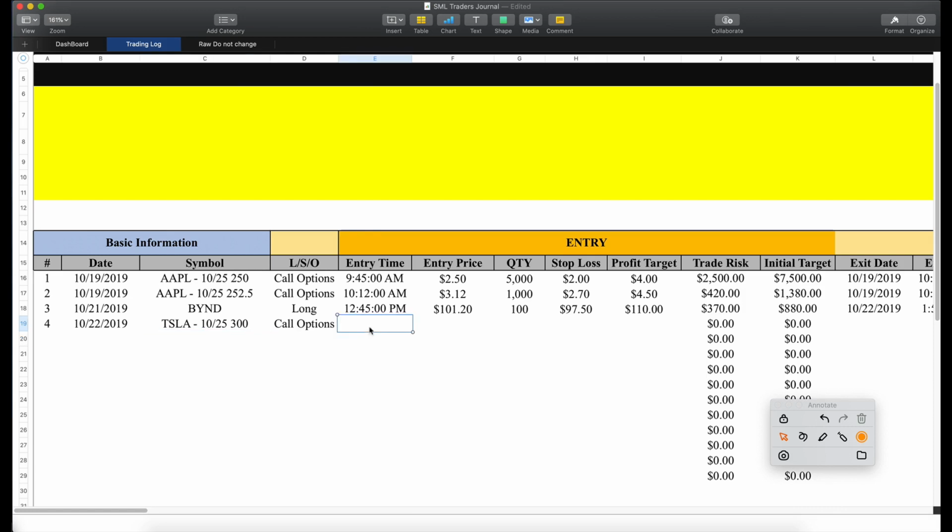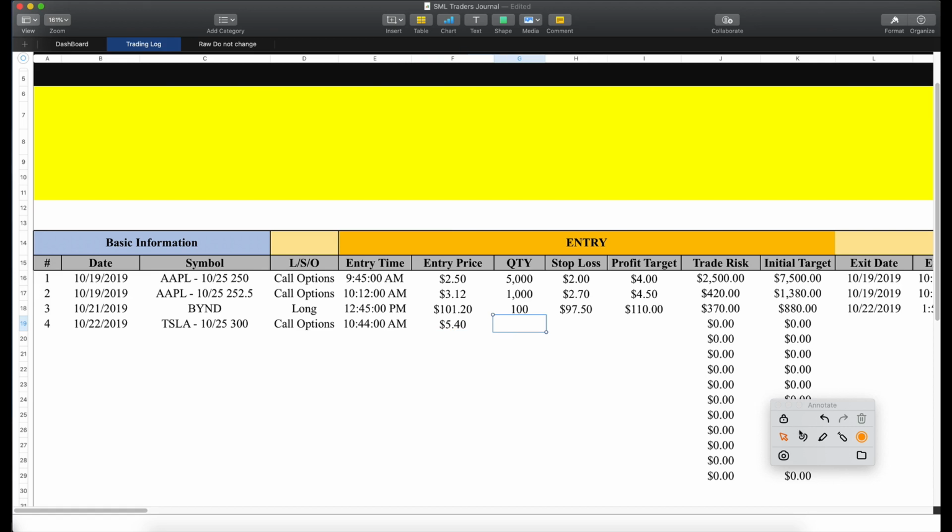Now, what time did I enter the trade? Let's say I enter the trade at 10:44 a.m. I just put that in. Now you can get the trade execution time from your platform. It'll show you what time you entered. So this is something that can be done after you're done with the trading day. What was your entry point? My entry point was $5.40 for this contract.